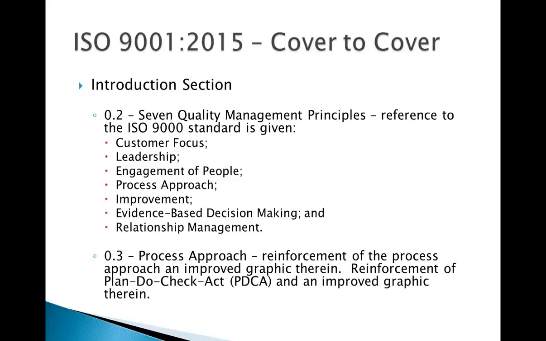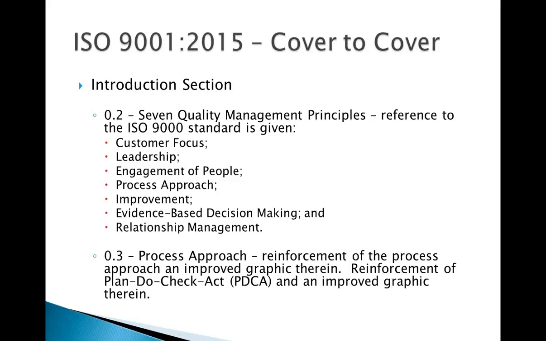Section 0.2 is a listing of the 7 quality management principles. There were, of course, 8 at one time. 2 of the former 8 have been combined into evidence-based decision-making. And it does reference the 9000 standard where these 7 items are given a more thorough explanation.